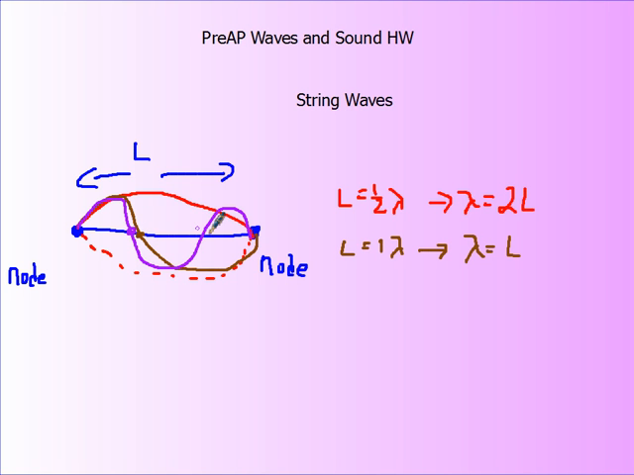Now what do we have? Now I have the length of the string is 3/2 of a wavelength. There's one wavelength here and another half here. And that tells me the wavelength is 2L over 3.